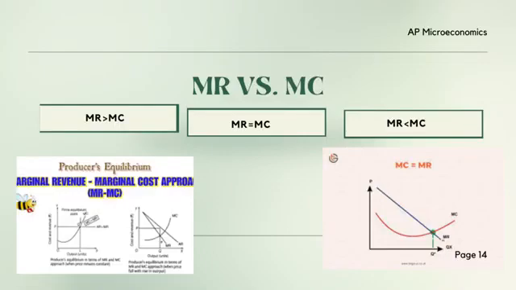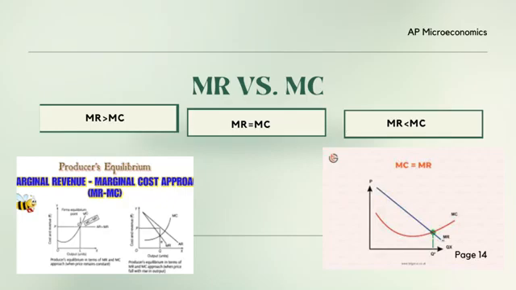Now, graphically speaking, if marginal revenue is greater than marginal cost, the firm should produce more. If marginal revenue equals the marginal cost, the firm is maximizing its profit. If marginal revenue is less than marginal cost, the firm should produce less. A firm has its profit maximized at the quantity where marginal revenue equals marginal cost.